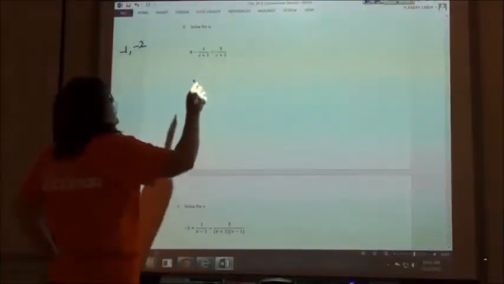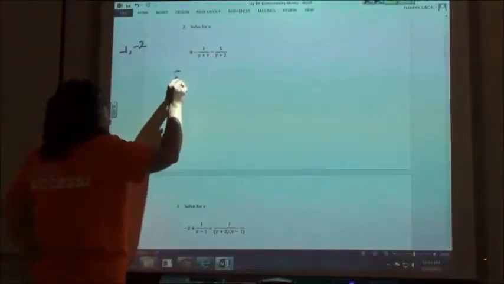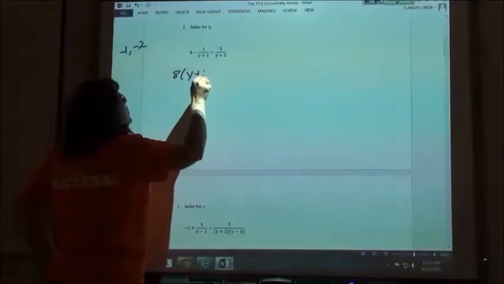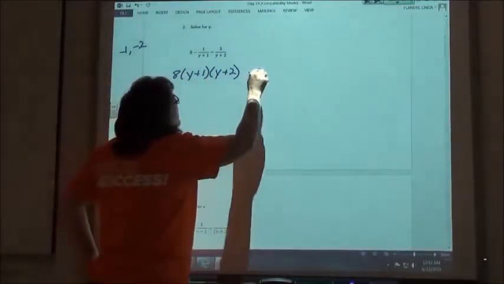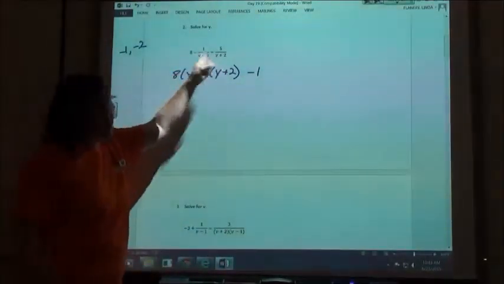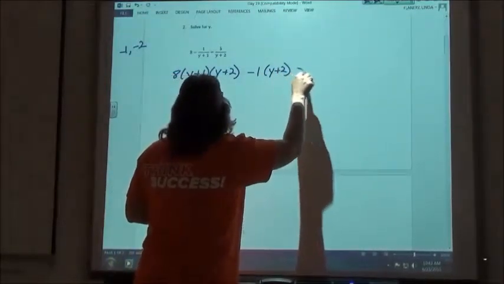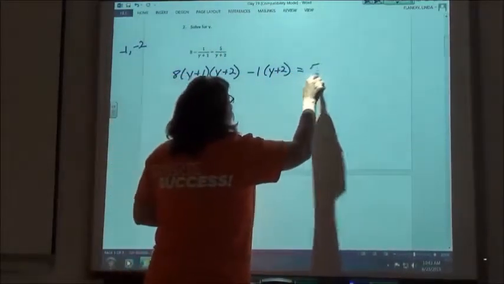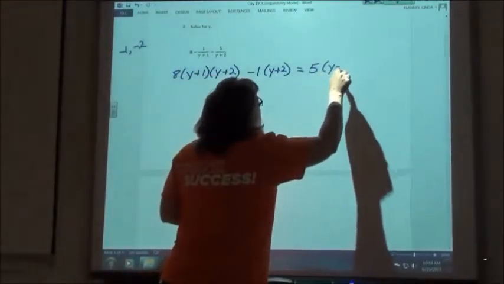Multiplying by my common denominator, I'm going to use both the y plus 1 and the y plus 2, so I'm going to have 8 times y plus 1 and y plus 2. I'm going to have minus 1, and here the y plus 1 would cancel out, so I have to multiply by the y plus 2, the opposite one. And then I have a 5. The y plus 2 would cancel out, so I'm going to multiply that one by the y plus 1.